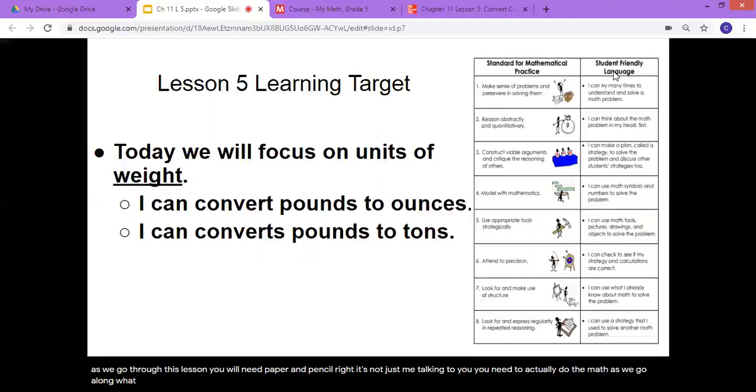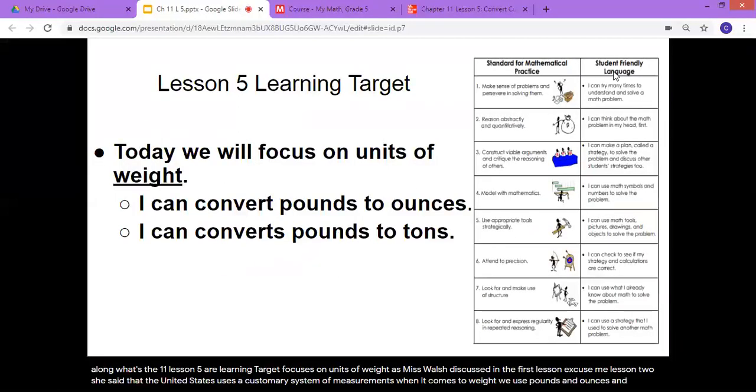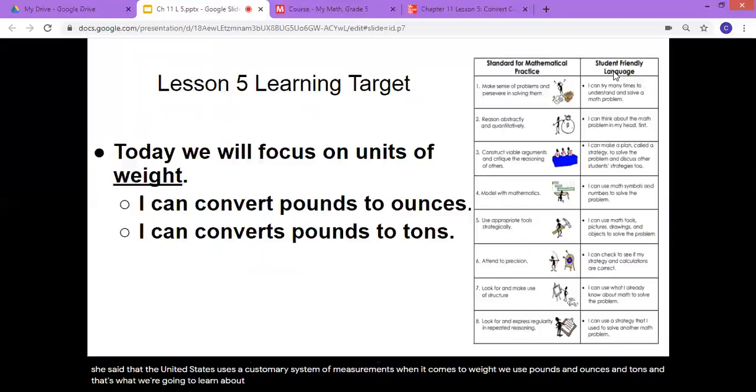In Chapter 11, Lesson 5, our learning target focuses on units of weight. As Ms. Walsh discussed in the first lesson, Lesson 2, she said that the United States uses a customary system of measurements. When it comes to weight, we use pounds, ounces, and tons, and that's what we're going to learn about in today's lesson. If you'll notice on the right side of the screen, I have posted our mathematical practices.